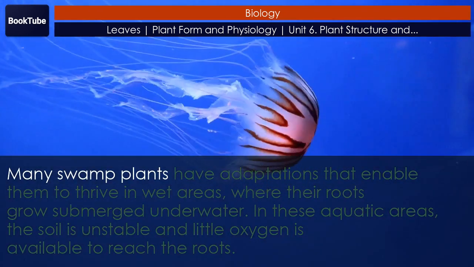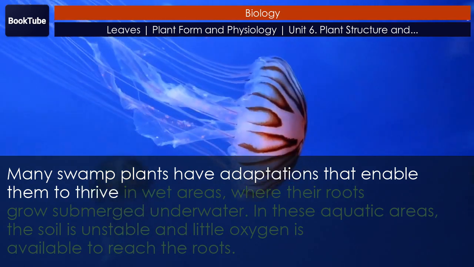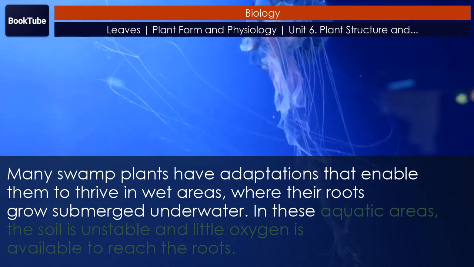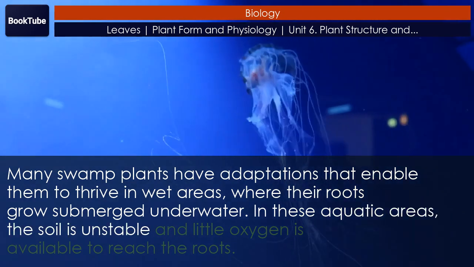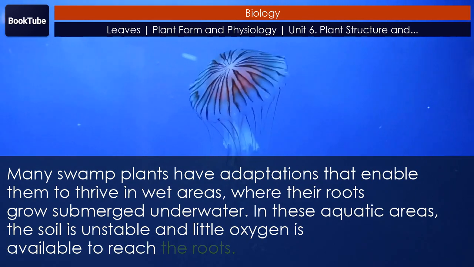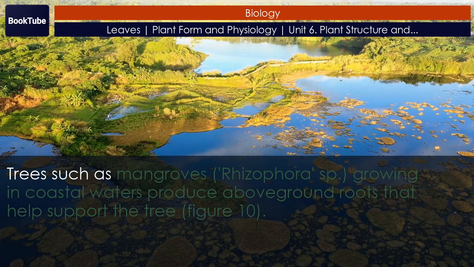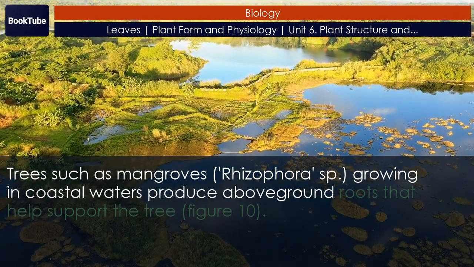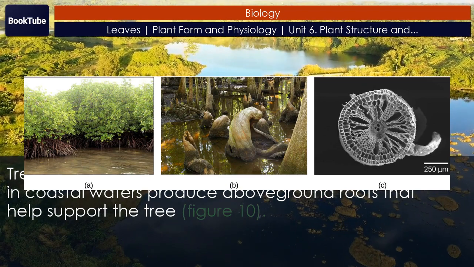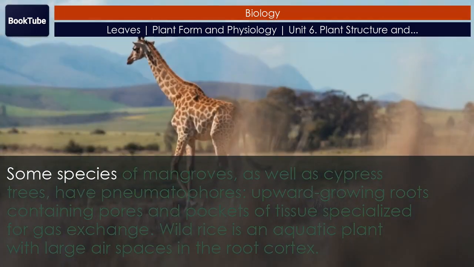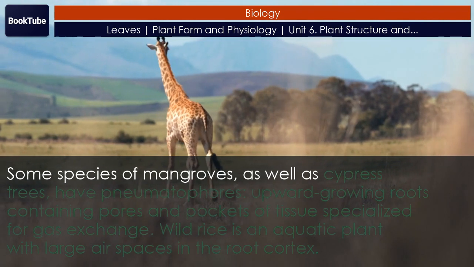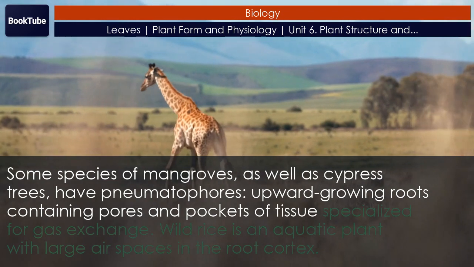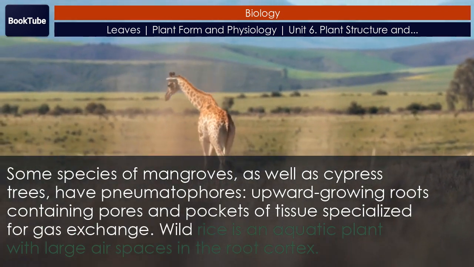Many swamp plants have adaptations that enable them to thrive in wet areas, where their roots grow submerged underwater. In these aquatic areas, the soil is unstable and little oxygen is available to reach the roots. Trees such as mangroves, Rhizophora sp., growing in coastal waters produce above-ground roots that help support the tree. Figure 10. Some species of mangroves, as well as cypress trees, have pneumatophores, upward-growing roots containing pores and pockets of tissue specialized for gas exchange.